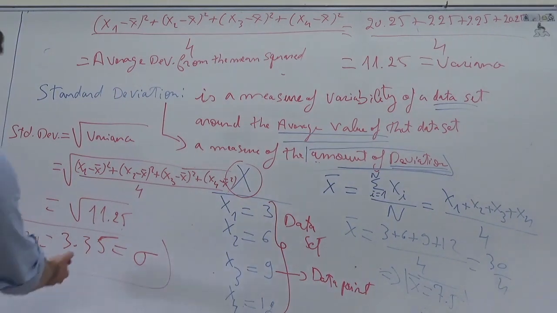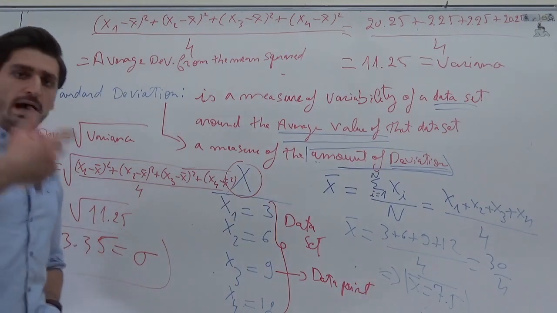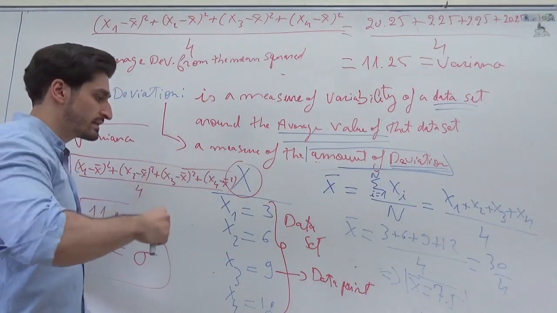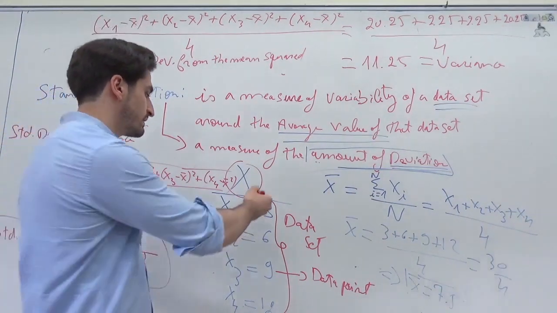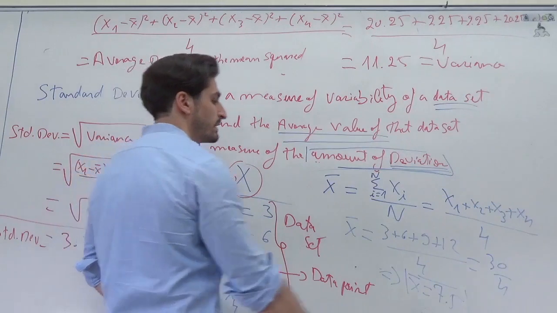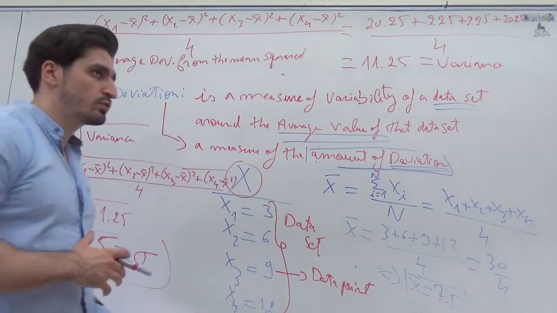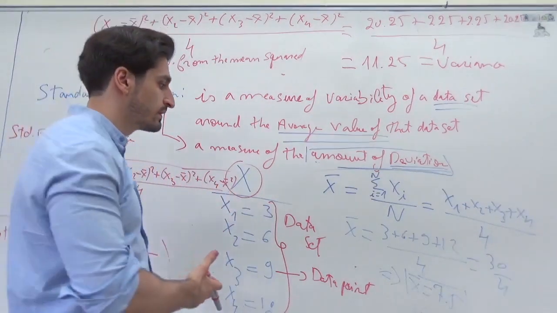So that value is actually indicative of what? That value that we have obtained over here is actually indicative of the average amount of deviation. You have to pay attention to the wording. It's an average amount of deviation between that entire data set and the average value x bar. Meaning that on average, each point we expect it to be located at around 3.35 from x bar.